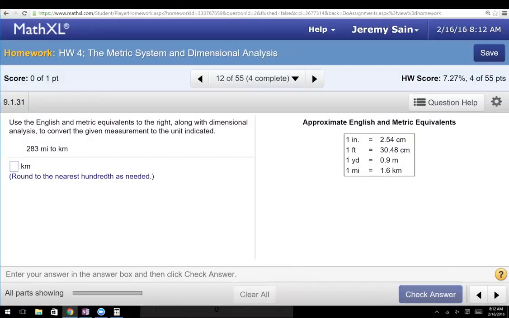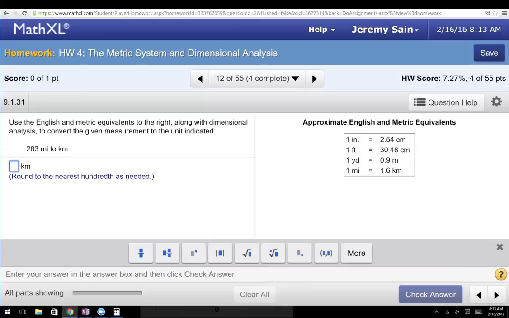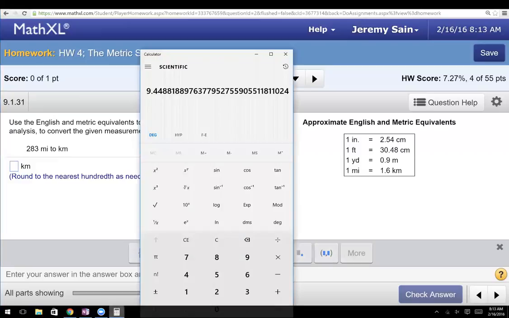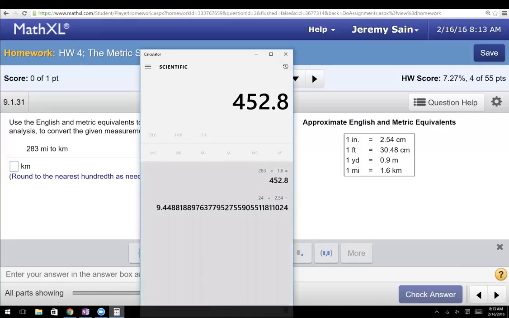Okay, sure, let's do one more. So a mile is 1.6 kilometers. Am I multiplying or dividing? Multiplying. Which again, another way you could figure that out if you weren't sure. Well, let me go ahead and do it and then I'll say that. 283 times 1.6 is 452.8.